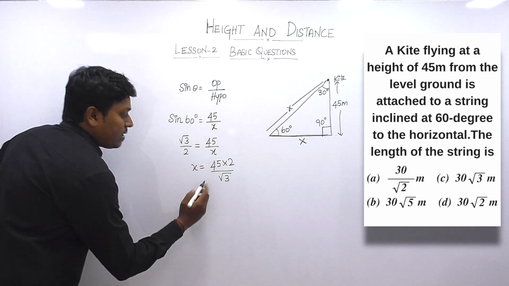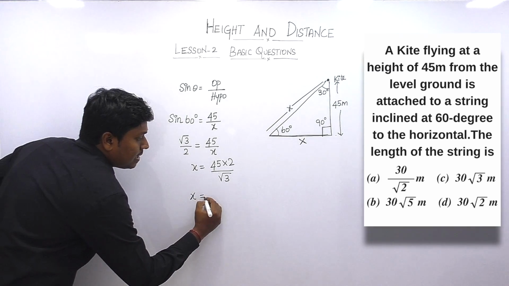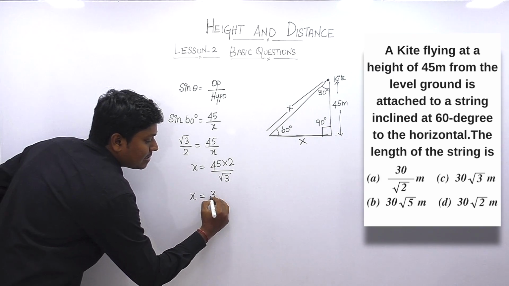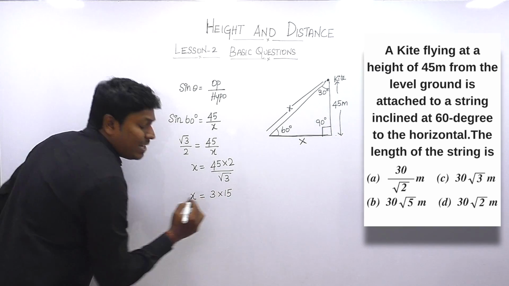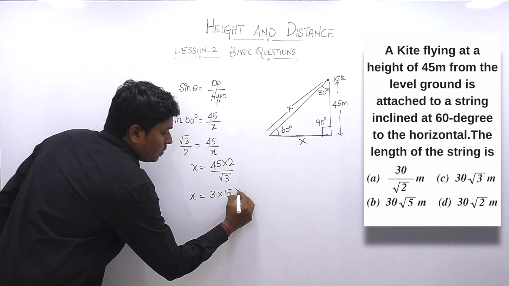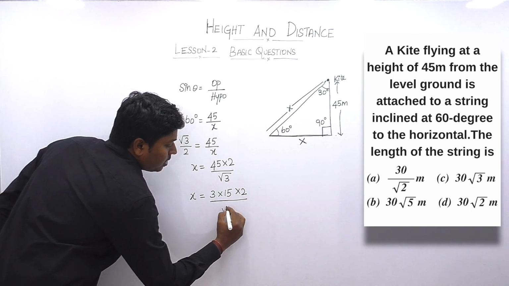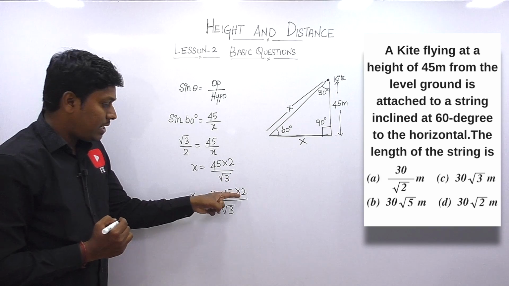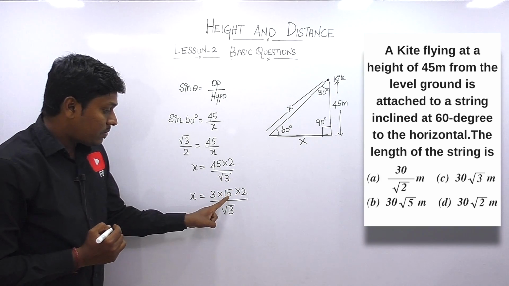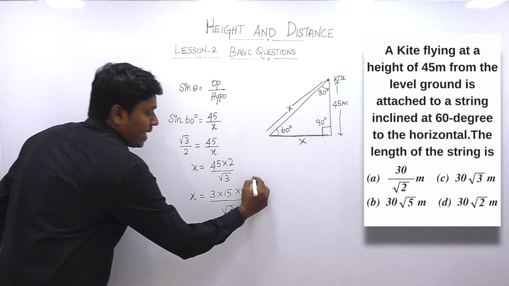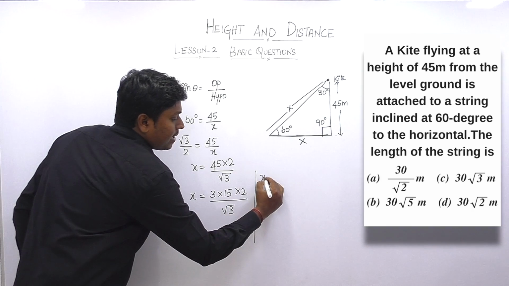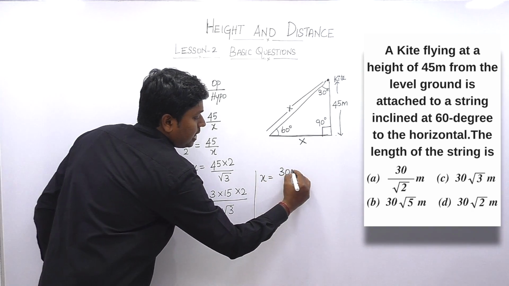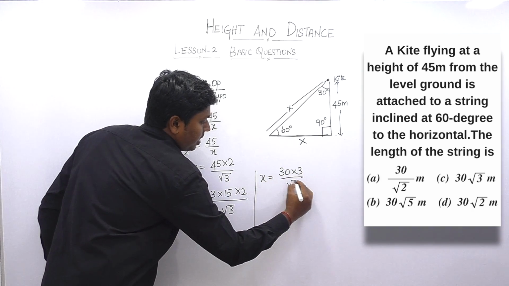So friends, this 45, listen carefully how I am writing this. This 45 can be written as 3 into 15, because 15 into 3 will be 45, into 2 divided by root 3. Friends, got it how I wrote this? So 45 can be written as 3 into 15 into 2 divided by root 3. So 15 into 2 will be 30. So finally this can be simplified as x is equal to 30 into 3 divided by root 3.